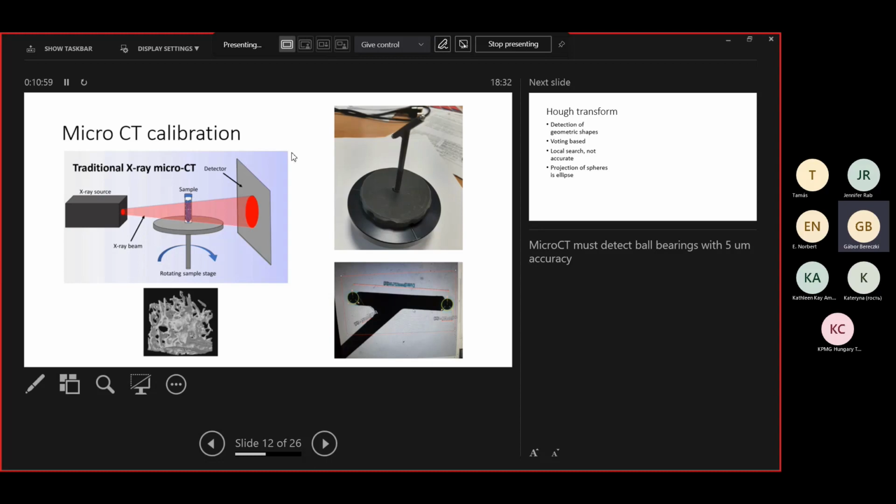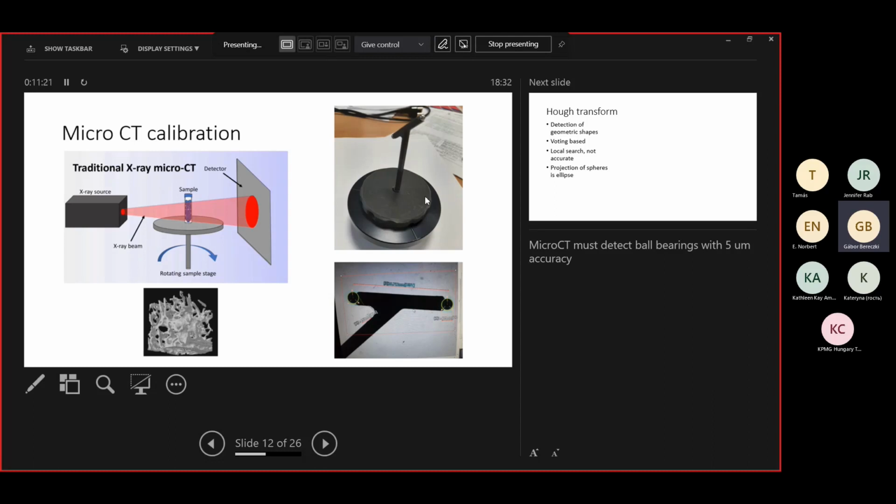A lot of images are taken on this detector, and with an algorithm, the many 2D images are made into a 3D image. The same thing happens in the hospital for clinical CTs. The difference is that in the hospital, it's not the patient who is turning around, but the X-ray source and the detector turning around in a ring.